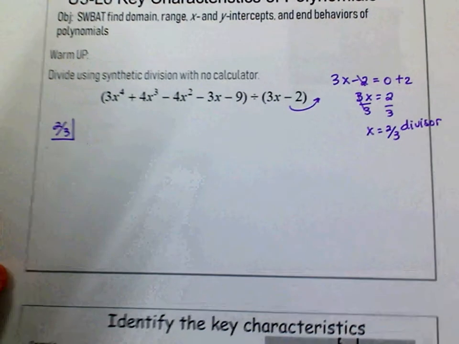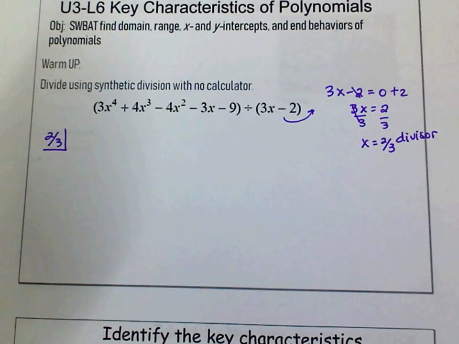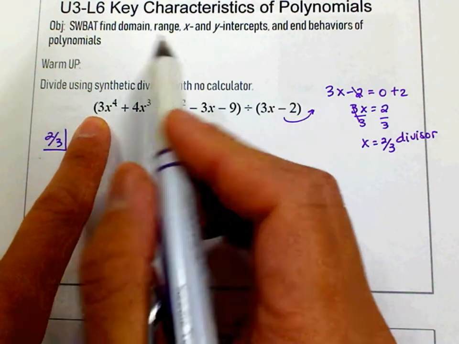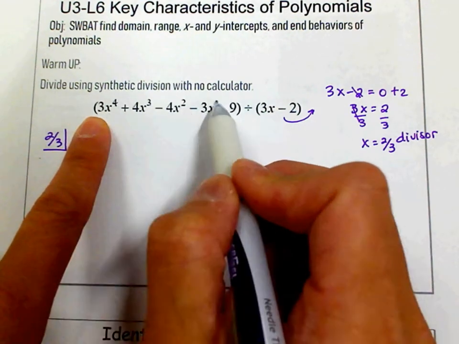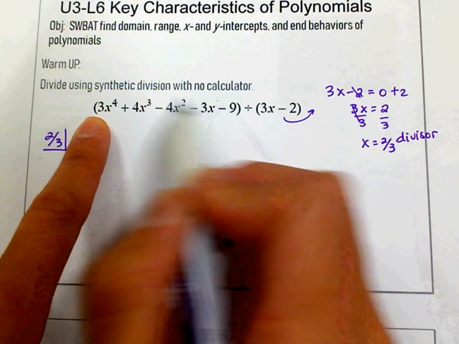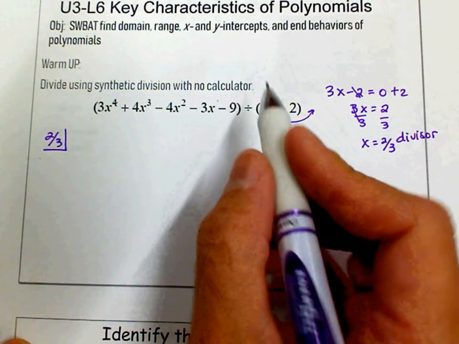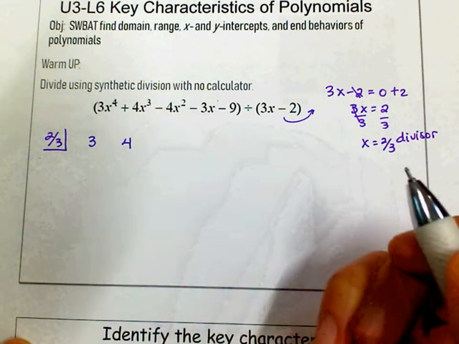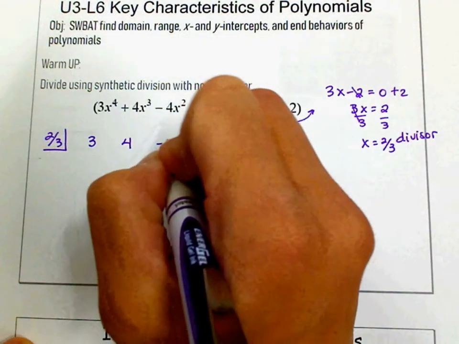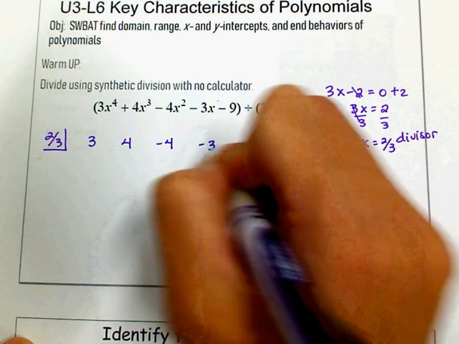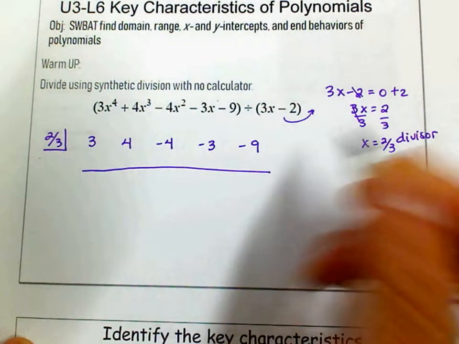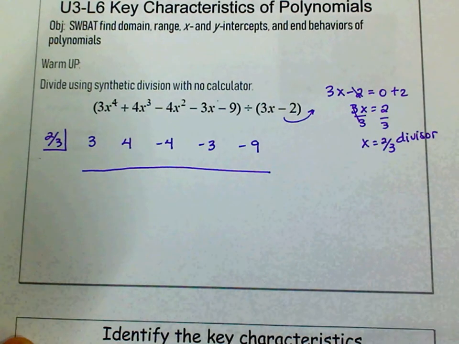Just like that. Now, let's take a look at our dividend. 4 is what we're going to divide everything by. 4, 3, 2, 1, and a constant. So they're all in order. So let's write our coefficients. 3, leave yourself some space. 4, -4, -3, -9. Remember, you can pause anytime you like on this video.